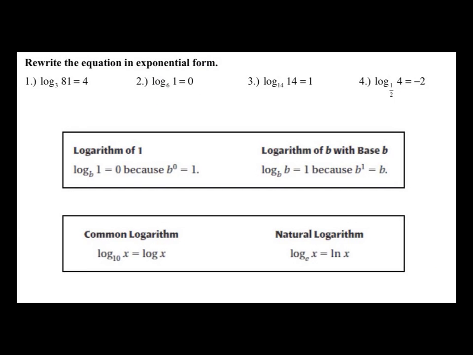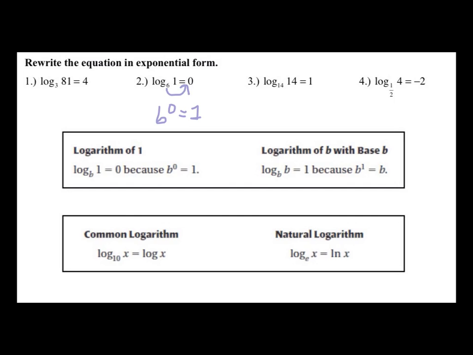So when we're trying to solve for a logarithm, it says rewrite each in exponential form. So I'm going to do 2 and 4 with you guys, and I'm going to have you guys try 1 and 3. So number 2, that base of the log comes over, and it goes from log to exponential form. So we write it in exponential form as 6 to the 0 power equals 1. Anything to the 0 power is 1. That's one of your exponent properties.